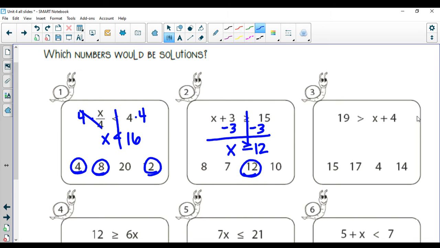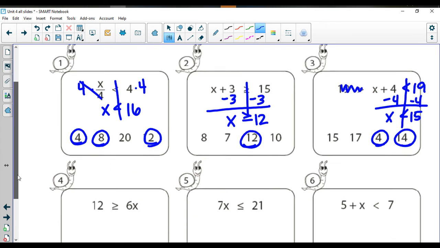In this one, we want to move our 19 because we want our x on the left side. It opens to the 19, points to the x plus 4. Cross off the old. We're going to go ahead and subtract 4 on both sides, and we get x is less than 15. So any numbers less than 15 on here would include 4 and 14.